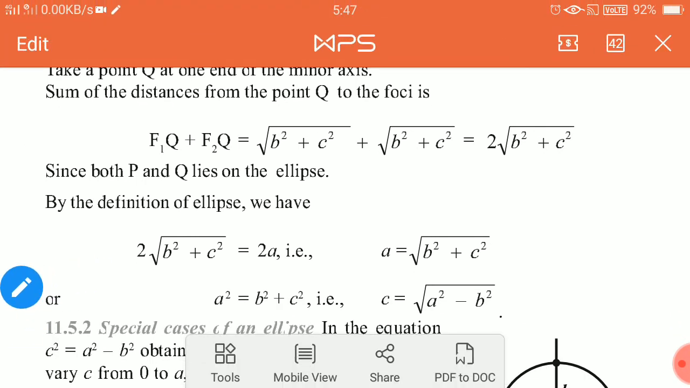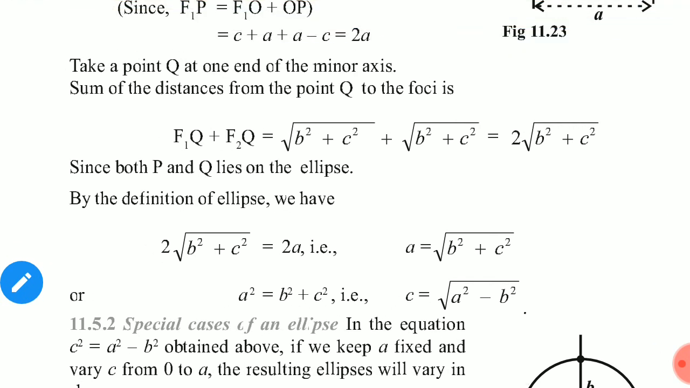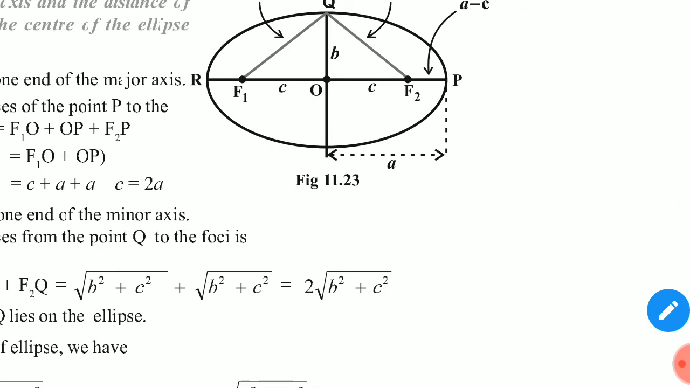All these formulas are given here, so you can calculate everything. You can also get a square equals b square plus c square from here. See how you can get a square is equal to b square plus c square. This distance is always equal to a. So a square is equal to b square plus c square.